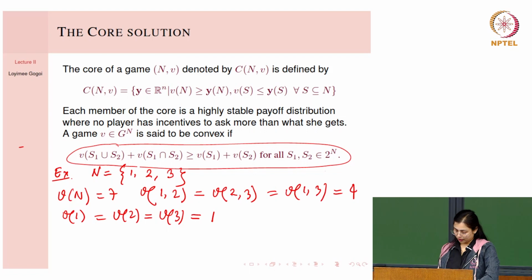See, it is like a 1, 2. If I say it is 4. Is it convex or not?